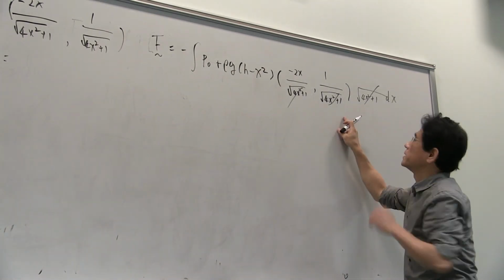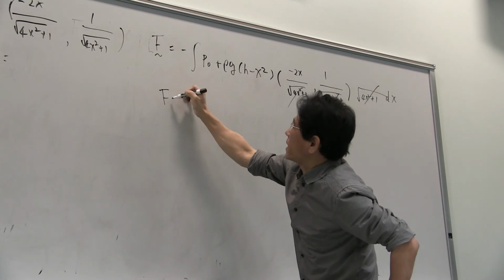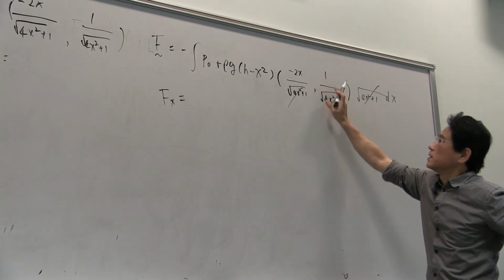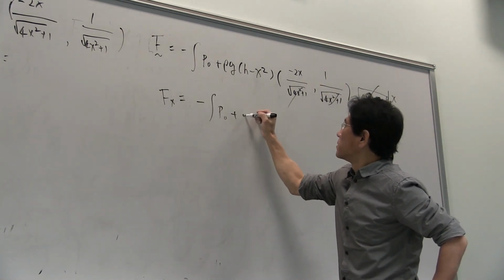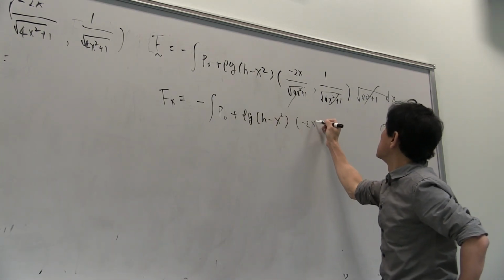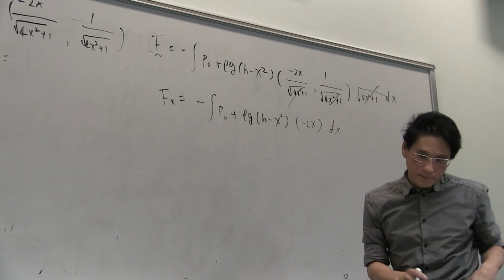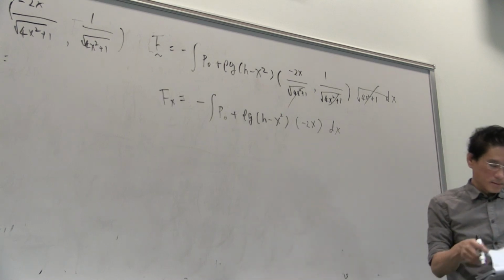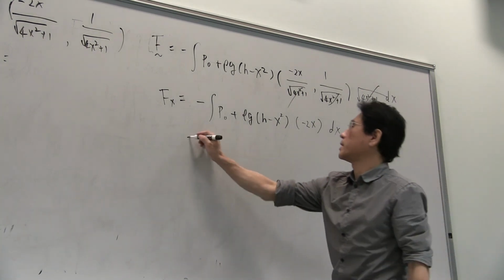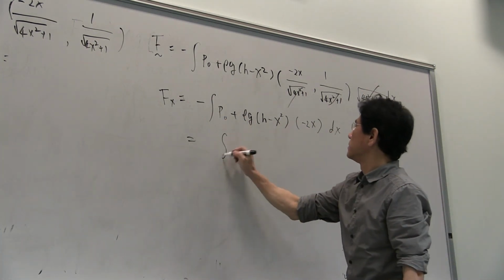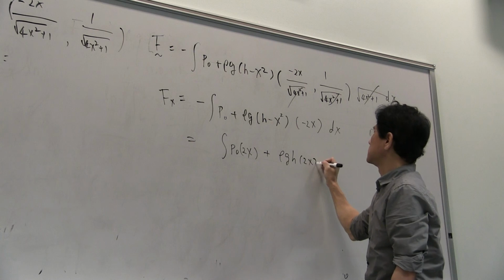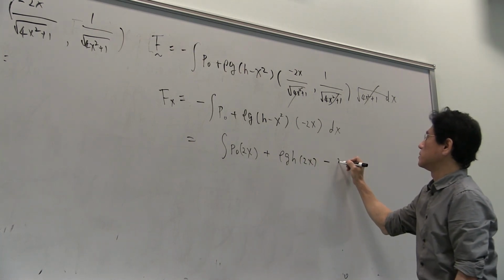Now you have this guy in the x direction. So in the x direction you have this, not that one, that is the y direction. So you have minus, p naught plus rho g (h minus x squared), then negative 2x dx. Take that minus to the positive, so you have p naught 2x plus rho g h 2x minus, it's going to be plus, right?